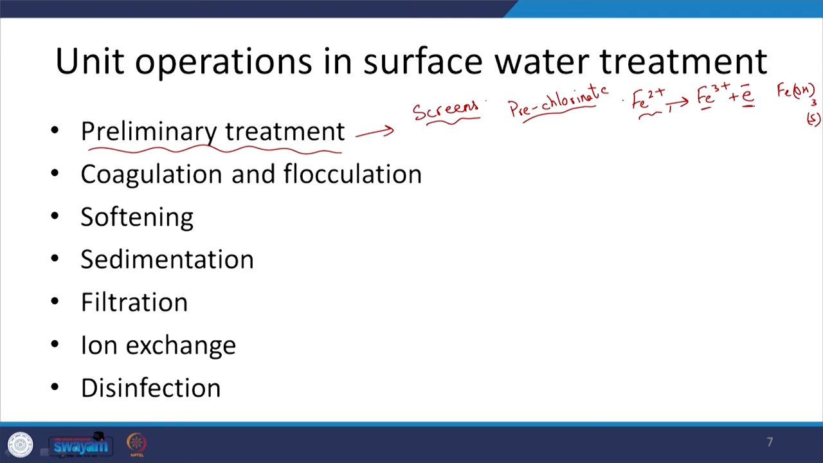To do this, I need to accept this electron. So what is a common electron acceptor? Oxygen is a common electron acceptor. Anyway, we are not going to balance it now. So that's how you can go ahead and do that. As in, you are going to aerate the water so that iron is oxidized to Fe3 plus and precipitates out. So these are some of the preliminary treatment steps that are used, but we'll look at that later.